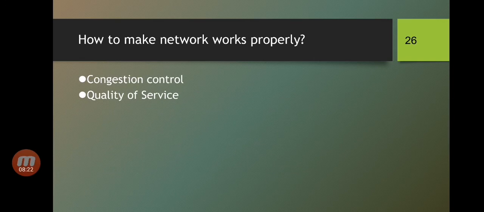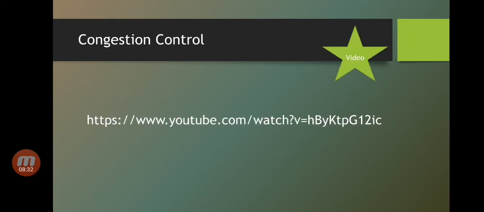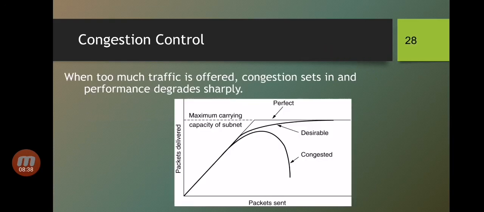How to make the network work properly? You have congestion control and quality of service. Please watch this video for congestion control. What is congestion control? It is when there is too much traffic at one time. Congestion sets in and performance degrades sharply. Meaning that if more and more people are accessing the internet, the traffic will become high.